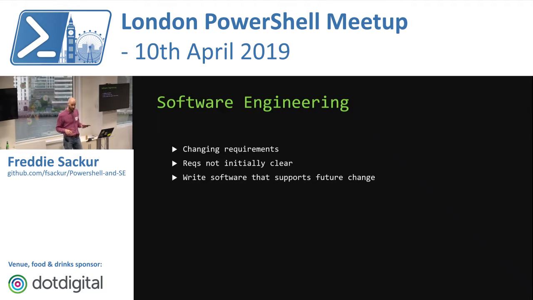If we do not concern ourselves with the practice of software engineering, and this may not apply if you're writing 200-line scripts, but if it starts getting a bit more complex and we don't think about software engineering, we're in danger of writing spaghetti code. And that's when change becomes difficult, expensive, and demoralizing.